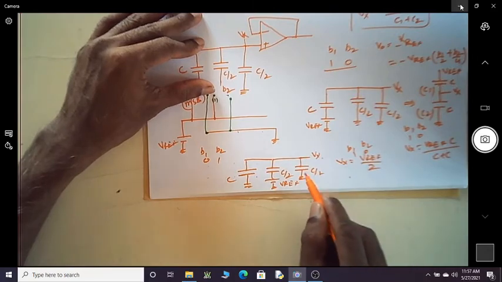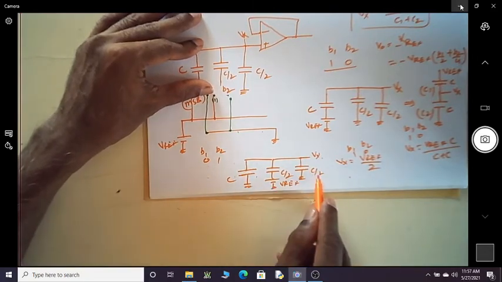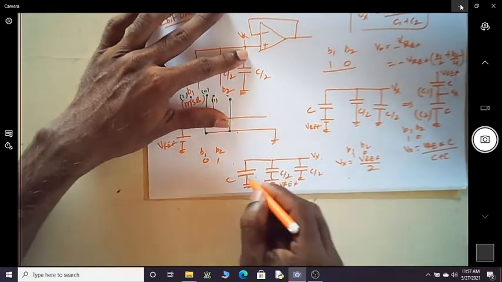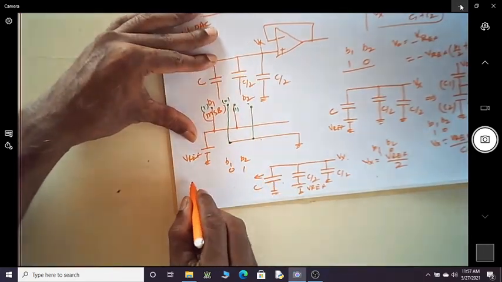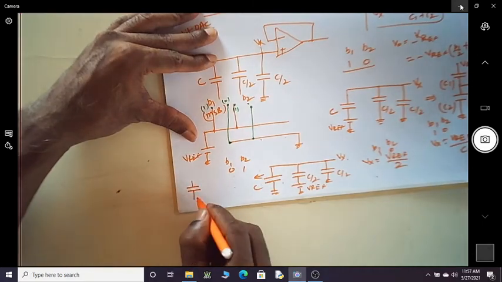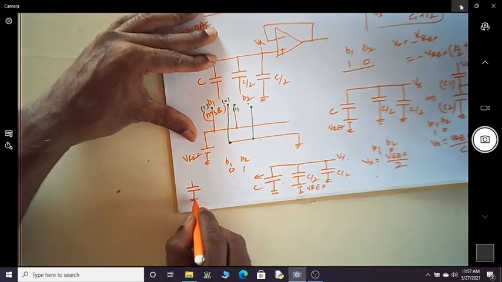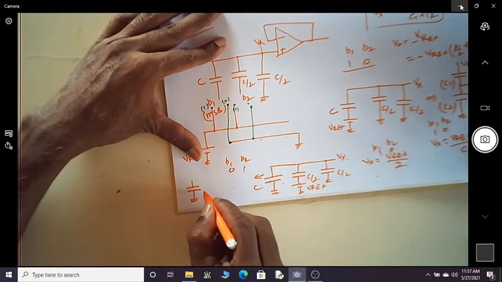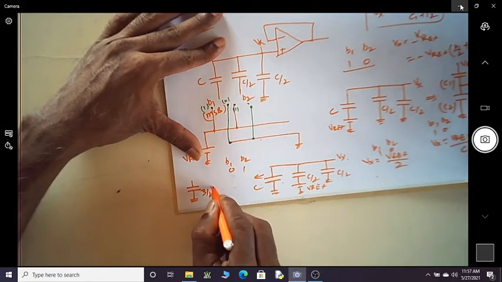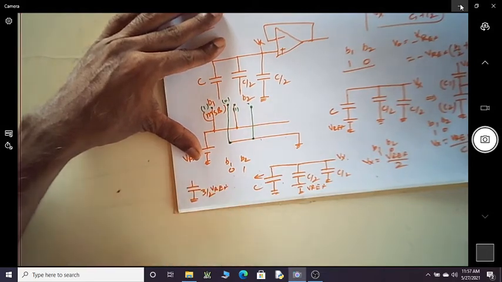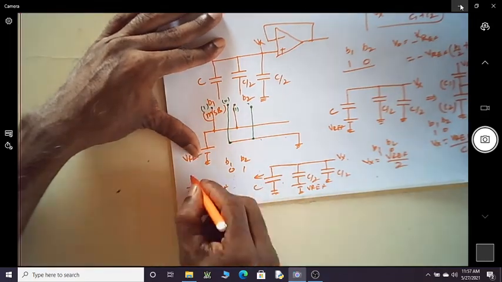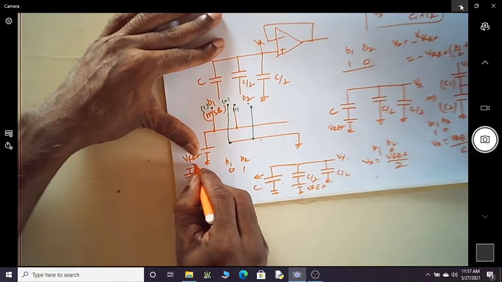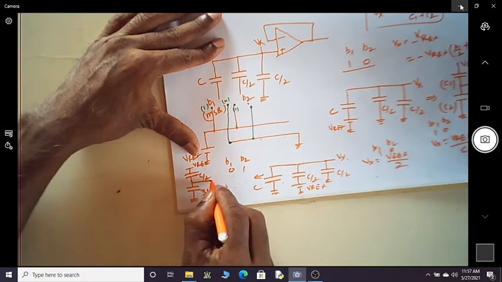If you can see here, the two capacitances that are grounded are C and C by 2. The overall capacitance, I can rewrite like this. There are two capacitors which are grounded, and their effective capacitor becomes 3 by 2 C, which is grounded here. Then I have a capacitor C by 2 connected to V reference, and this is your Vx.